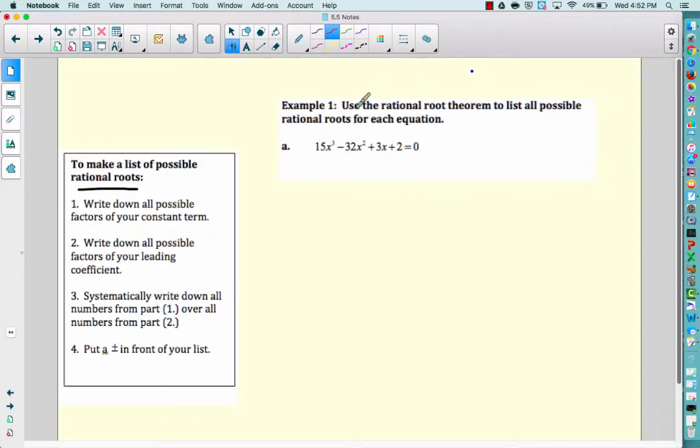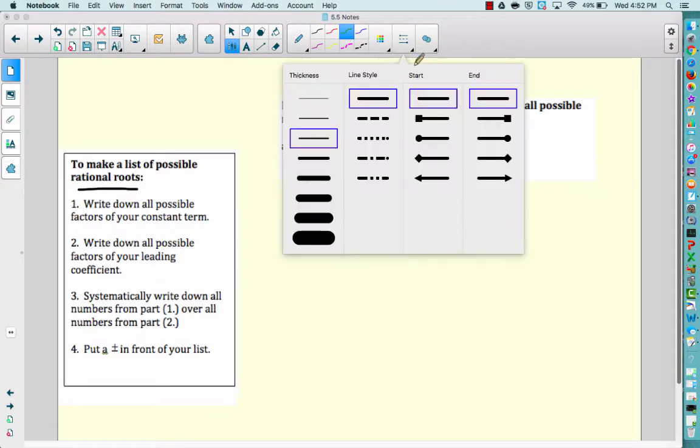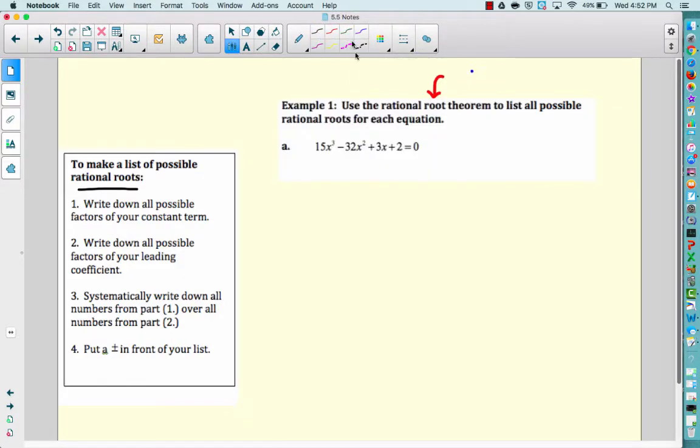All right, it says use the rational root theorem to list all the possible rational roots for the equation. The first thing I want to do is make sure it's in standard form. I'm going to change the thickness of my line, sorry. And it is. And then I look at the first term, so the leading coefficient, and the constant. Okay, so the constant is your P, and the leading coefficient is your Q. All right, so we're going to write down all possible factors of the constant term. I'm going to call them P's.